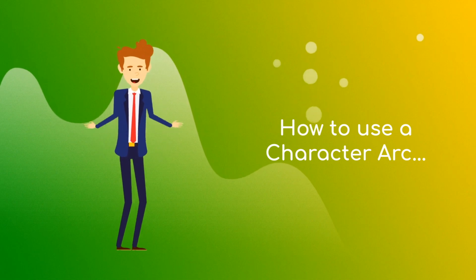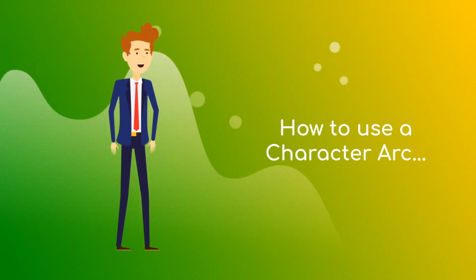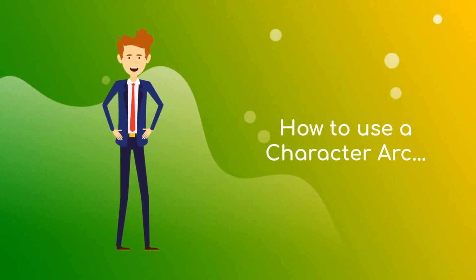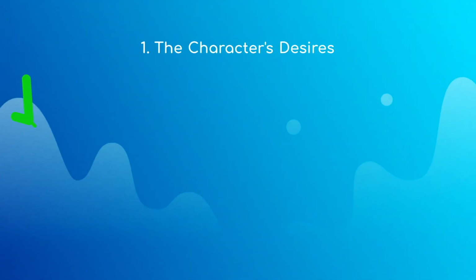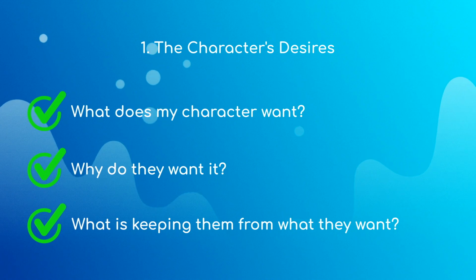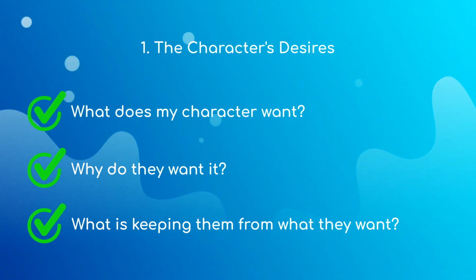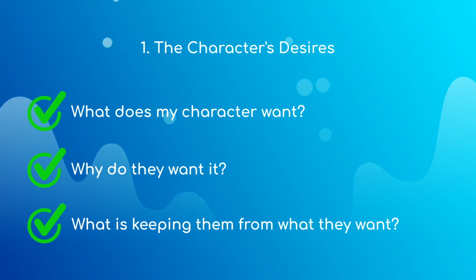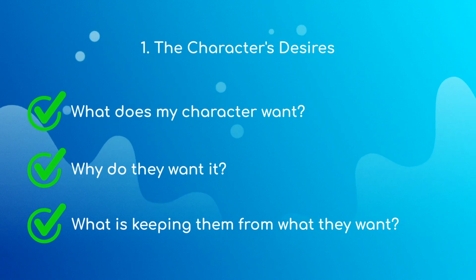Here are 3 tips to help you plan a riveting story that includes a character arc. Tip 1 is to consider the desire, motivation, and obstacle your character will face. Ask these 3 questions. What does my character want? Why do they want it? And what is keeping them from what they want?